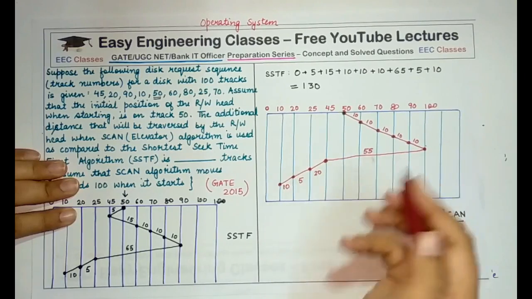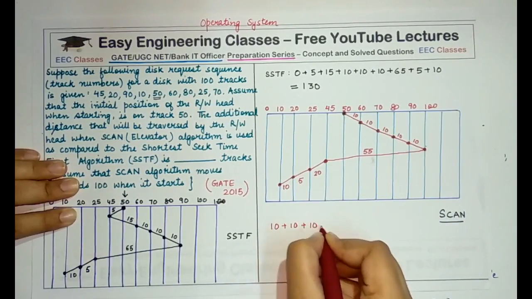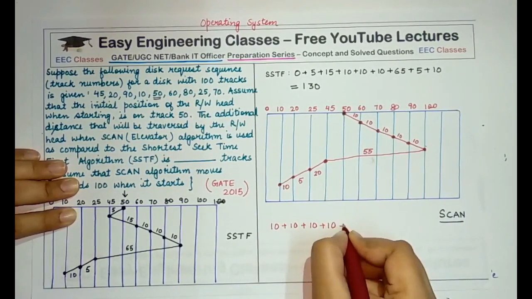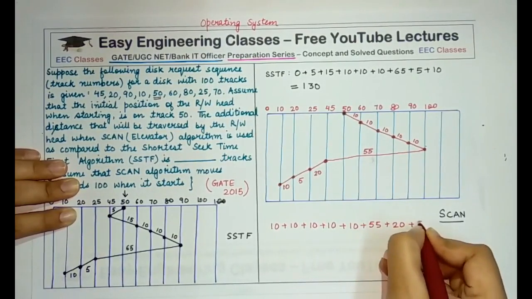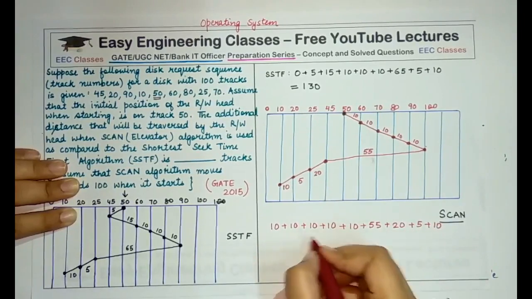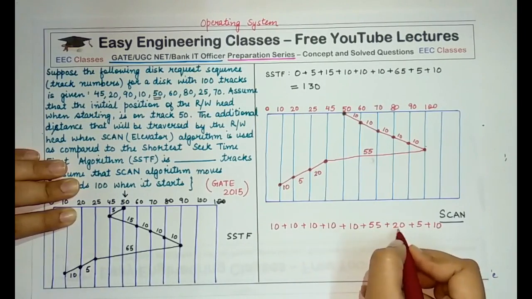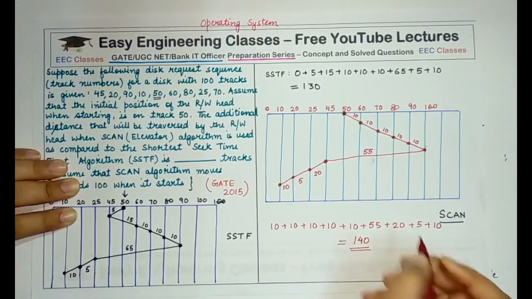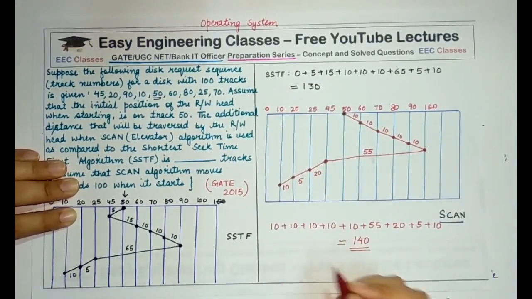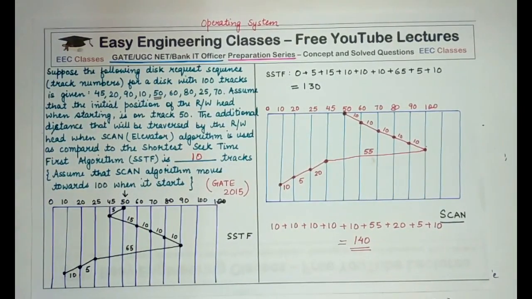All right, so we have to sum up all these values and find out how much time this scan algorithm is taking. Okay, so plus 55 plus 20 plus 5 and plus 10. So if you sum this up, this will come 50 plus 55, 105, 125, 130 and 140. So a total of 140, which is 10 more than 130. So the answer is 10, because I told you initially also that you have to tell the difference. So 140 minus 130 is 10 tracks.